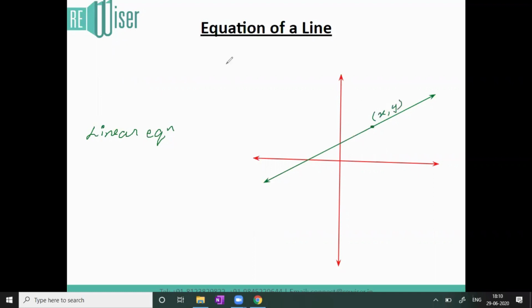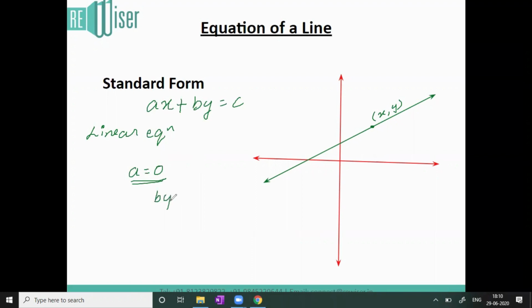In that case, I can say the standard or general form of an equation of a line looks like ax plus by equals c. Whenever a is 0, I will get something like by equals c, or to be more specific, y equals some constant, in this case c by b, because both are constants, so c by b is also a constant. So y equals some constant.